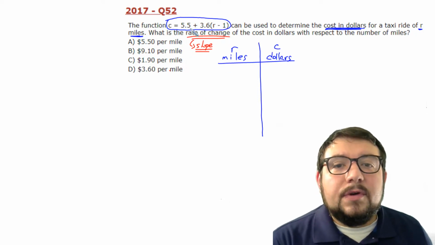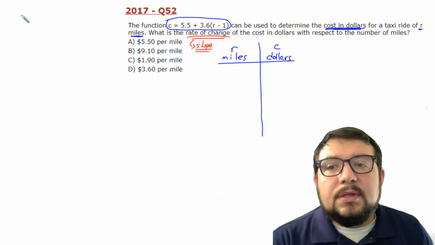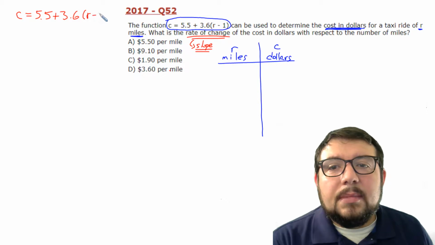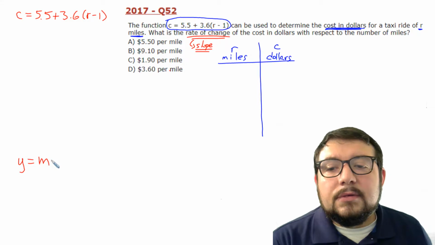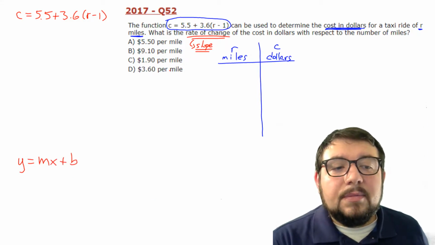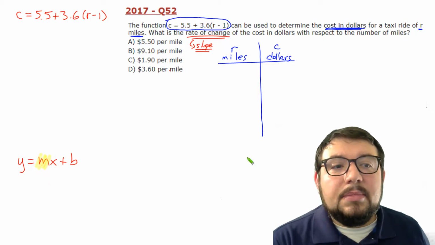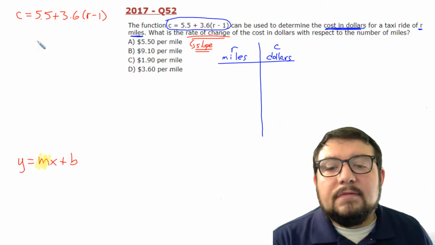The first thing I'm going to do is take the equation and write C equals 5.5 plus 3.6 times R minus 1. I want this to look like slope-intercept form, y equals mx plus b. Why? Because if I'm going to find the slope from an equation, I first need it to look like slope-intercept form, because the coefficient of x is going to be the slope. So let's go ahead and solve this.